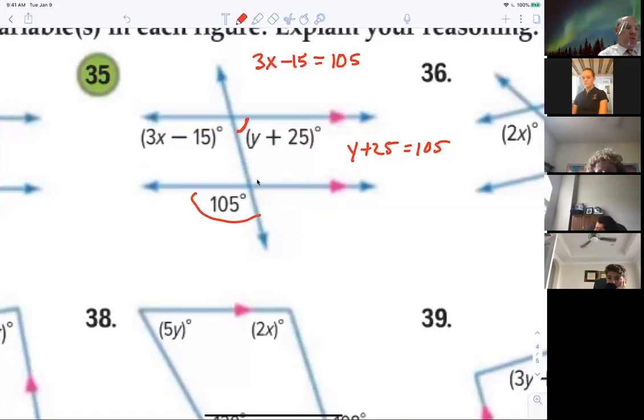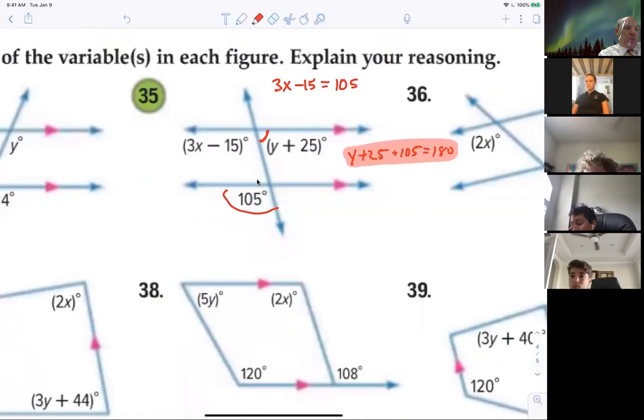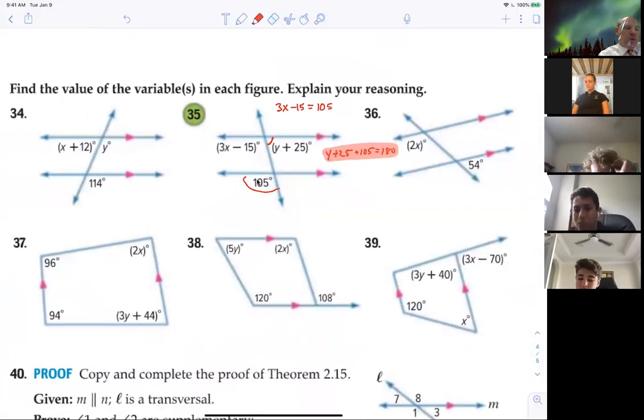Y plus 25. Oh, hold on. I made a mistake. Thank you. Y plus 25 plus 105 is what I was trying to say, is equal to 180. And yes, you're right. It would have been 75. All right, double check that now because I blew that. All right, make sure you're with me now. All right, double check. Yep, I made a dumb statement.